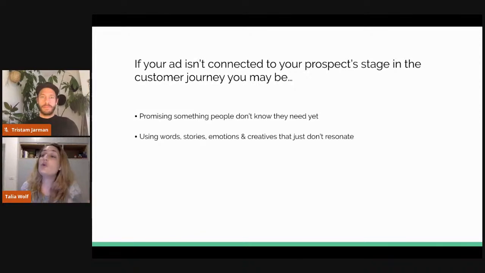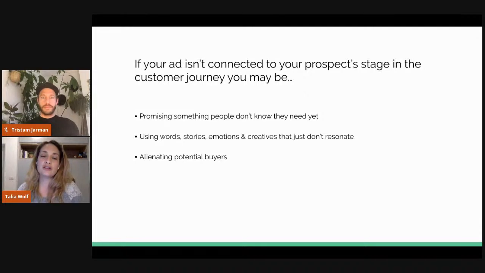Problem number two is you're using words, stories, emotions, and creatives that just don't resonate. Because if they don't know that they need a solution, you're definitely not using the right words or the design, and you're not going to resonate with prospects. So they're not going to move into action. And if your ad isn't connected to your prospect's stage in the customer journey, you also may be alienating potential buyers. So basically, these people could have become clients or customers of yours, but because you're using the wrong words or the copy or the story or the wrong emotions, or maybe even the wrong targeting, they're not going to come back to you later.